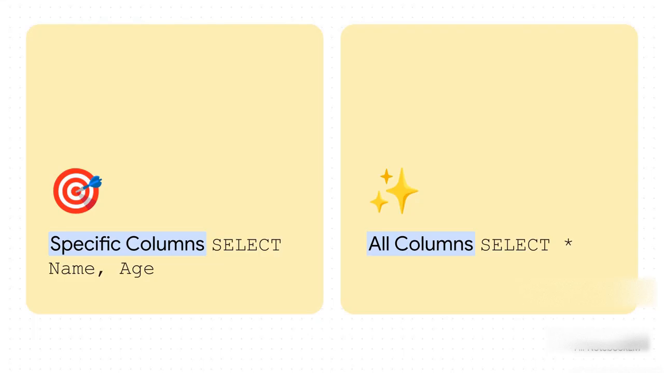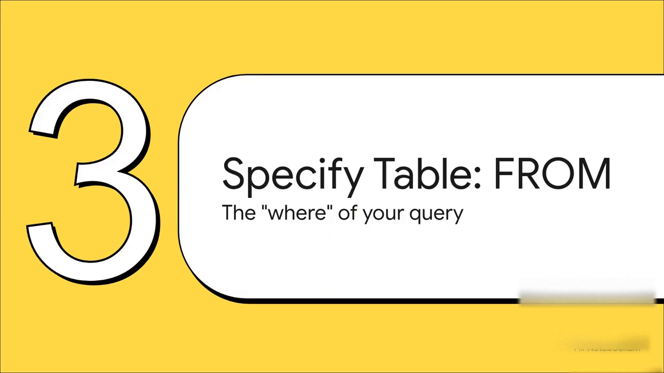And this is where select gets really useful. On the left, you can see we can be totally laser-focused. We can say select name, age, and that's all we'll get. But what if you're just exploring? What if you just want to see everything? Well, that's where that little star symbol on the right comes in. Select star is the universal shortcut for give me every single column you've got. It's super handy.